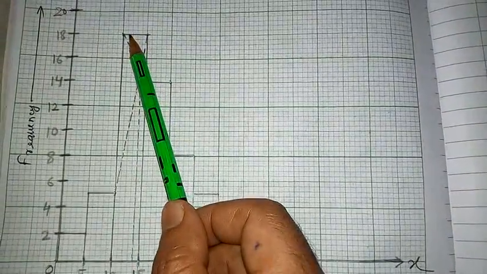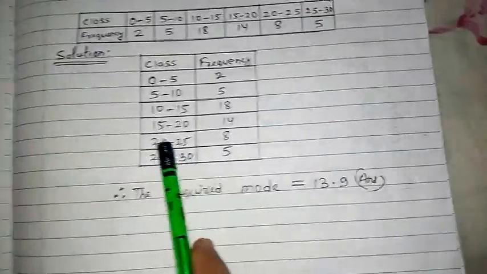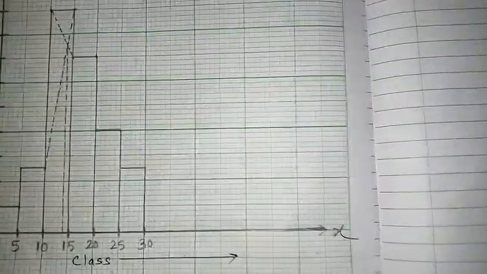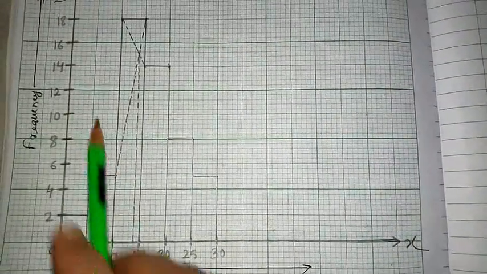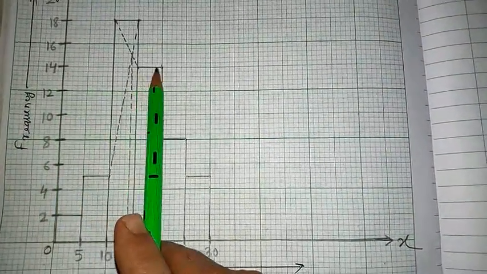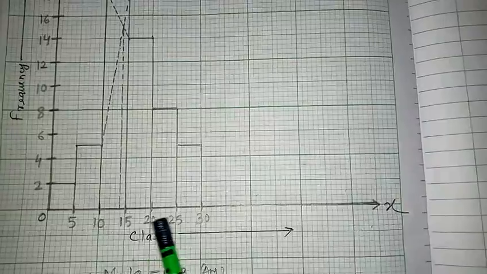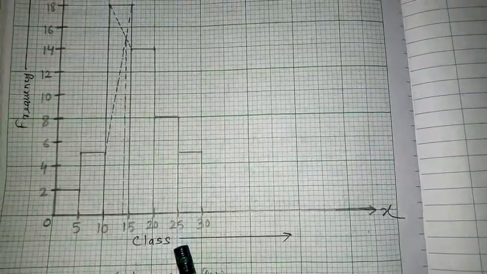That means I'll have to go up to 18 as per the record. 15 to 20 is 14. So you can see 15 to 20 is 14 and 14 is here. So on 14 I drop. Next, 20 to 25 is 8. You can see 8 is here. So 20 to 25 is 8. So on the 8 I can drop like this.